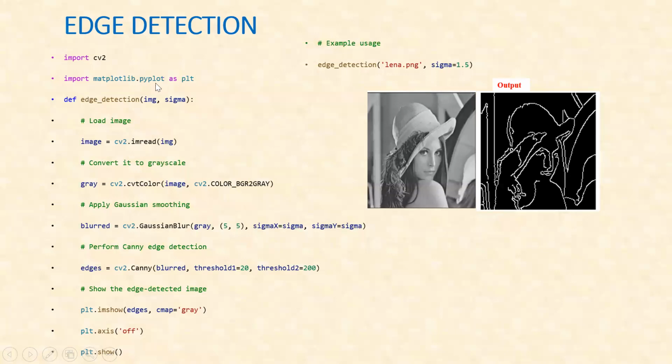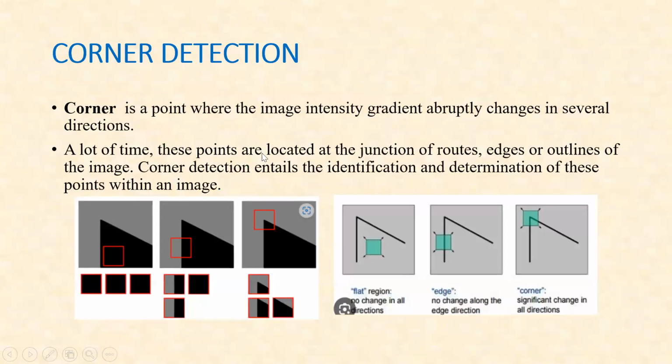So I imported libraries, matplotlib, and then OpenCV, and then I applied the Gaussian smoothing, and then I supplied a sigma scalar quantity or parameter of 1.5.